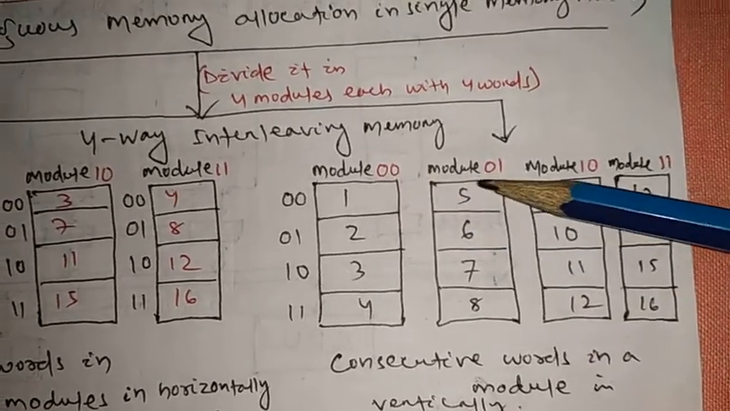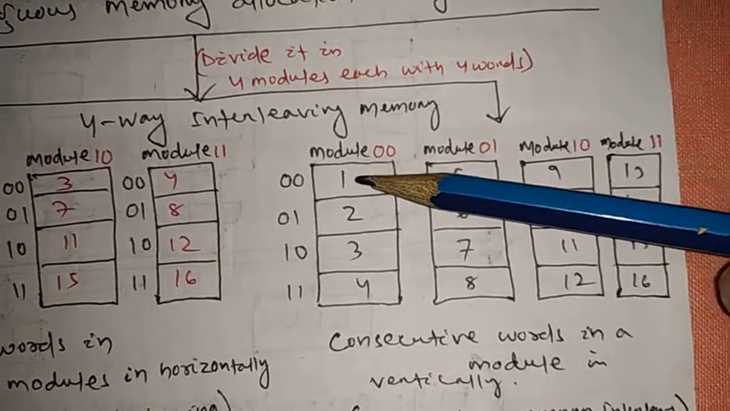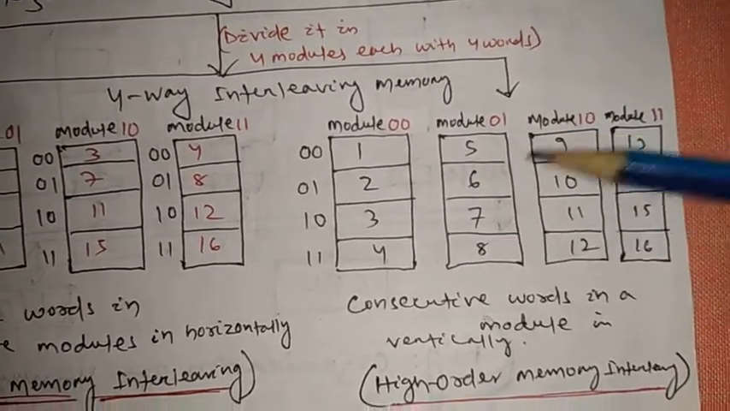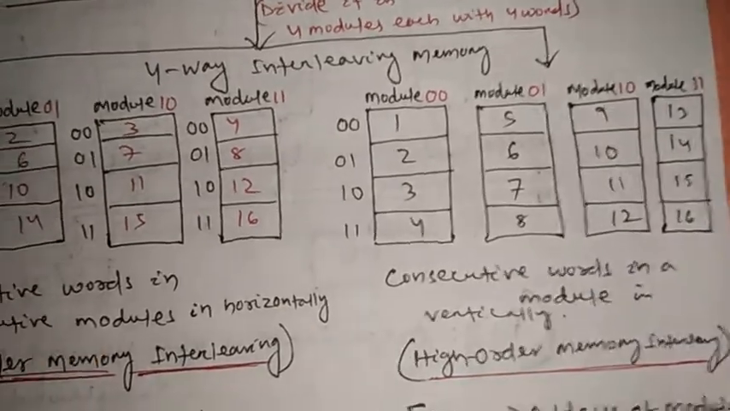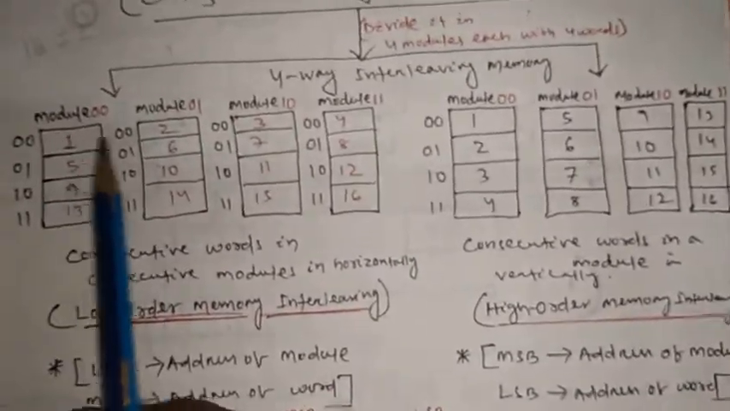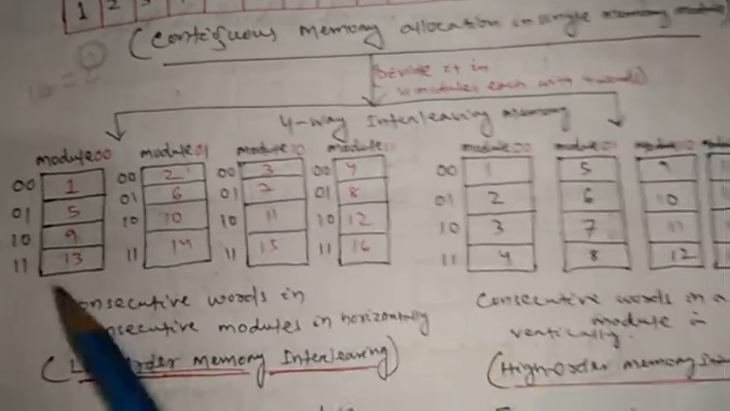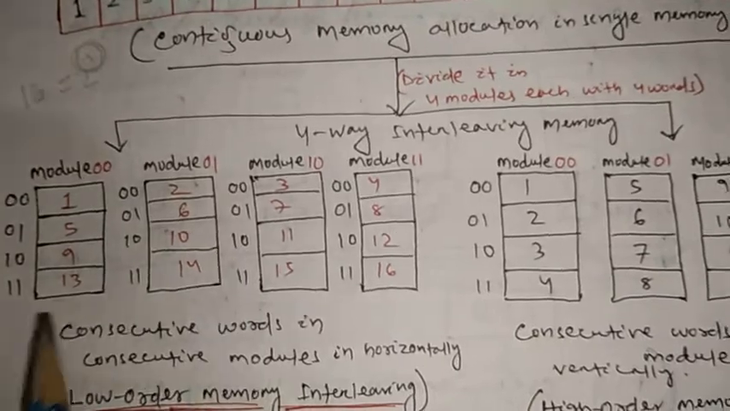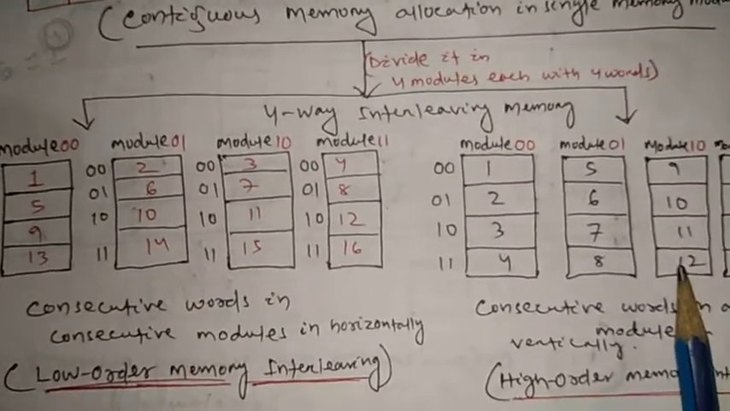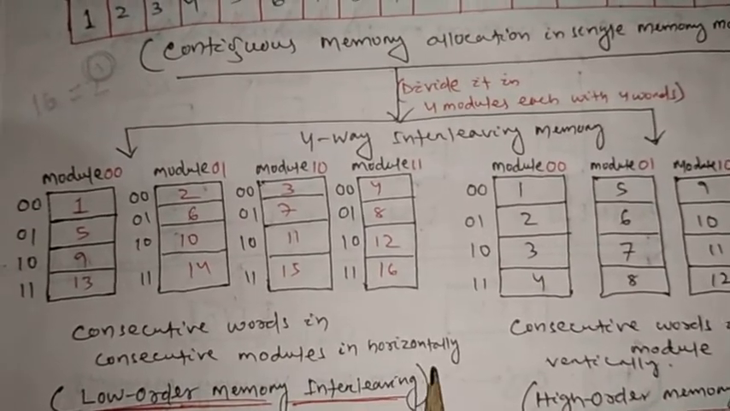But look here, in this one the data are stored in a vertical manner. This is module 00, or you can say module 1, module 2, module 3, module 4, and data are stored vertically. Means word 1, word 2, word 3, word 4, word 5, word 6, word 7, word 8, 9, 10, 11, like this. Here it is horizontal and here it is vertical. This is the difference. So this is called low order memory interleaving, and this is called high order memory interleaving.